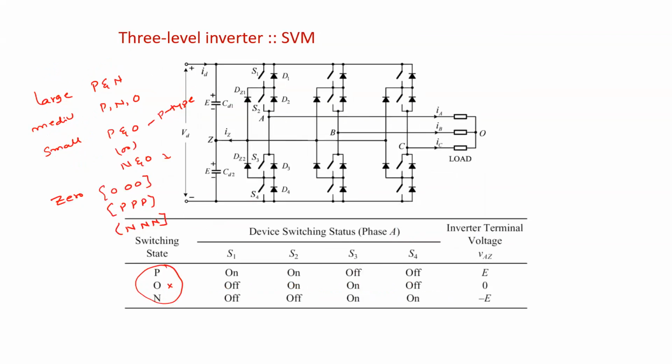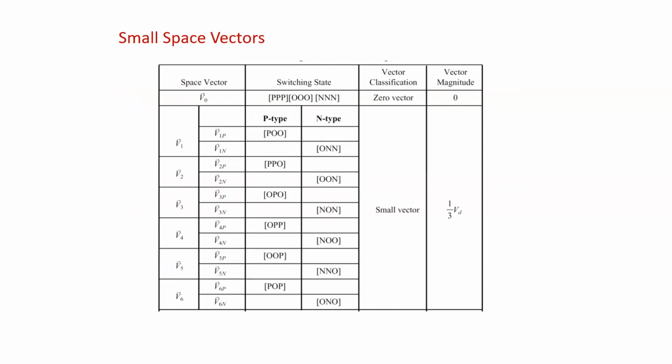So now, how exactly will it be? These are the small vectors. This is V0, and its value is the 0 vector, and its magnitude is 0. We have 2 types of small vectors, P type and N type. In the case of P type, it consists of P and 0 only, so there is no N. In the case of N type, there is no P. It consists of only N and 0.